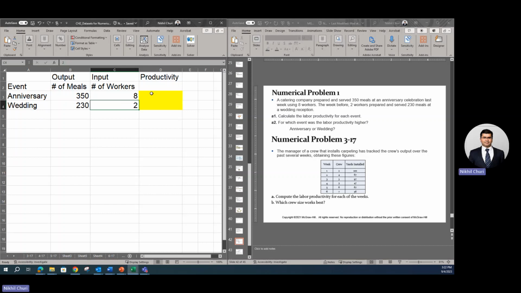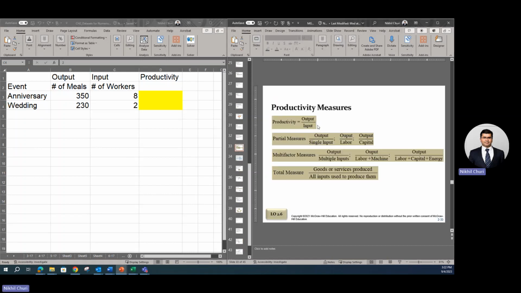As per the definition of productivity, which we saw earlier, it is output upon input. In this case, it's very straightforward. Only one input and one output. So all I will do is productivity equals total output, which is 350, divided by 8. So per worker, the number of meals prepared was 43.75, or if I round it up, about 44. And same thing for the wedding, I'll just drag this down. It will be 115. So for the wedding, each worker prepared 115 meals.